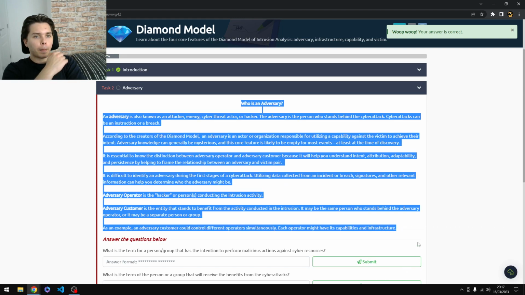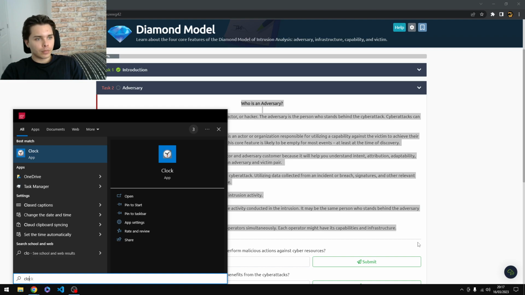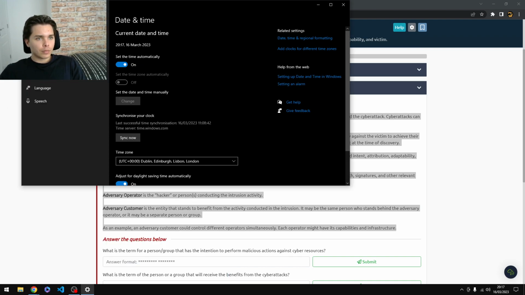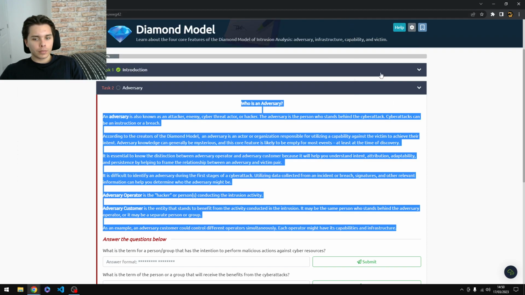Who is an adversary? An adversary is also known as an attacker, enemy, cyber threat actor, or hacker. The adversary is the person who stands behind the cyber attack. Cyber attacks can be an intrusion or a breach. According to the creators of the Diamond model, an adversary is an actor or organization responsible for utilizing a capability against the victim to achieve their intent. Adversary knowledge can generally be mysterious, and this core feature is likely to be empty for most events, at least at the time of discovery.